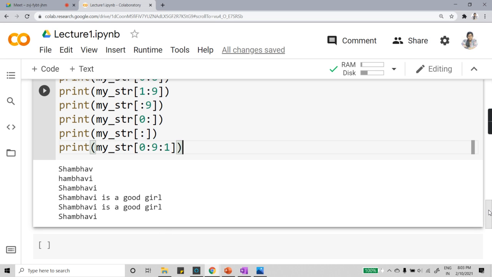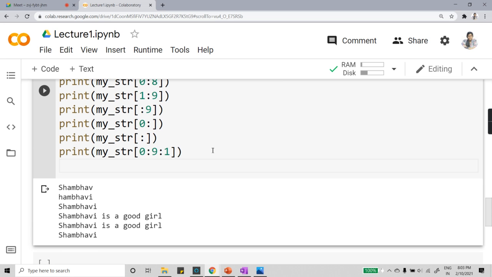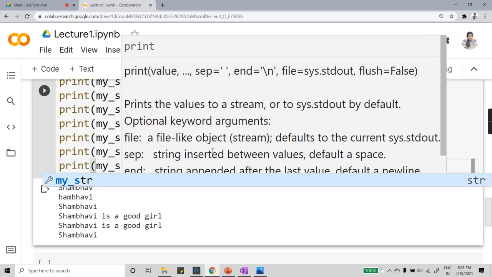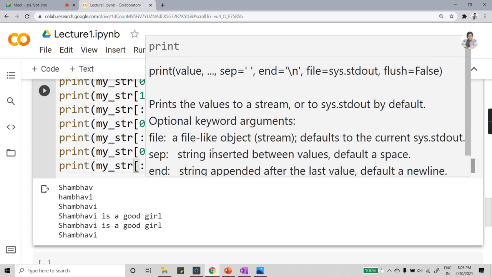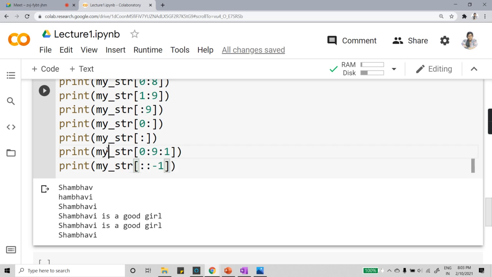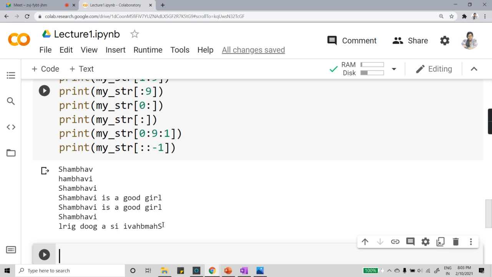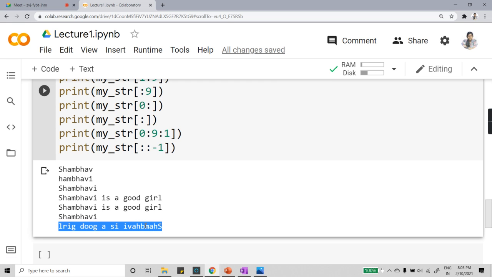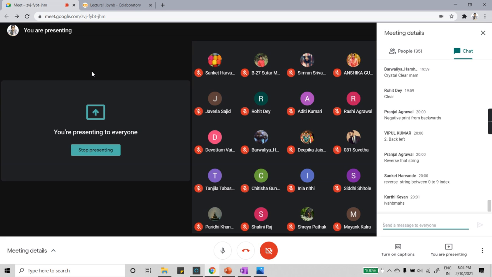So now let's quickly see this while writing the code. I would write print, and in brackets I would write my underscore str, and here I would write colon colon, and then minus 1. As soon as I do this and run my program, see the last output which I got here, and that is the whole reversed output. This is the reverse of the string. So this is how you reverse a string in Python programming, and this was the concept of the negative index. Now just let me know, is everything clear to you?